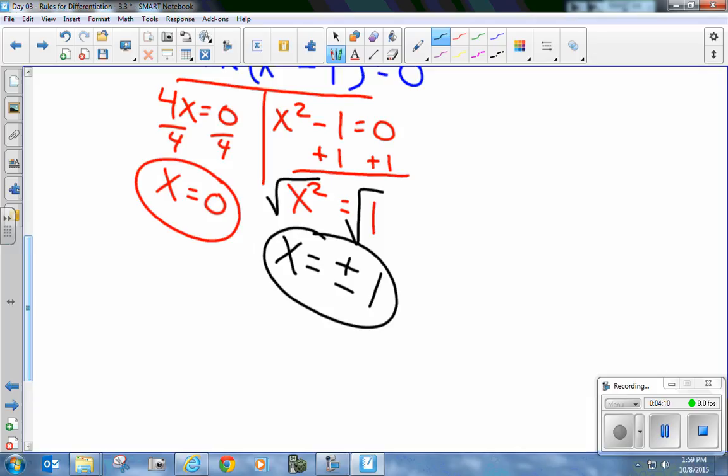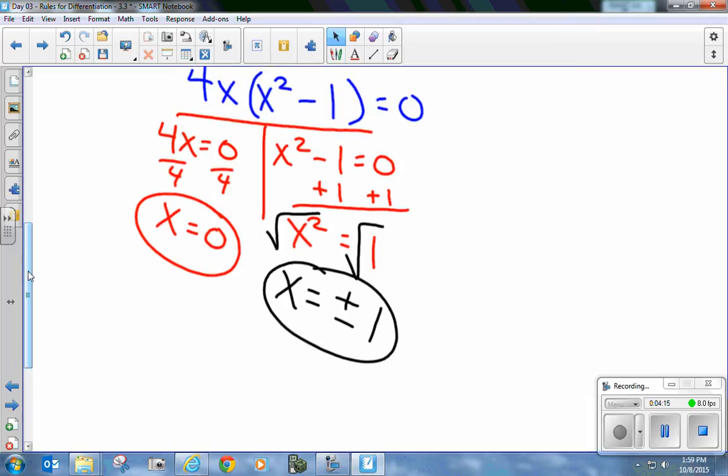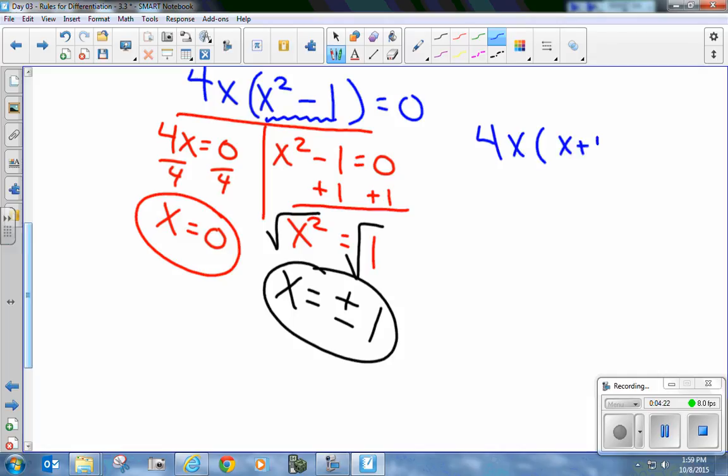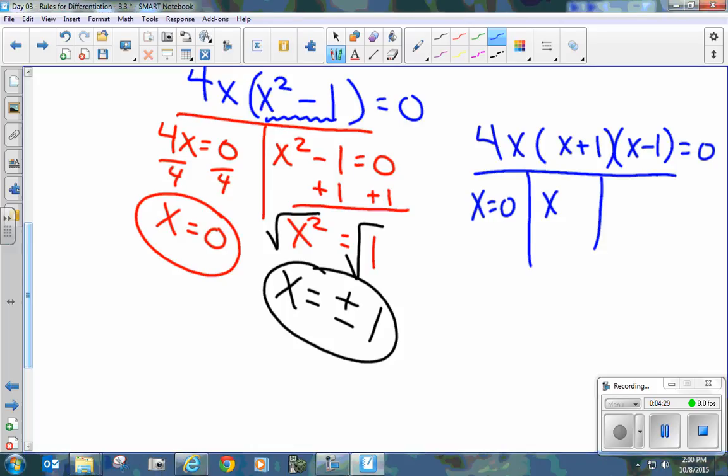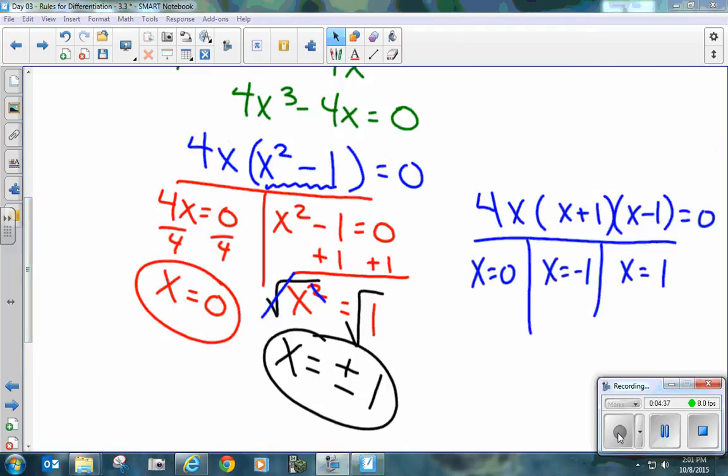Now, we said there was another way, and people were saying this, yeah, that's a difference of squares. I could have said 4x, then factored this part out again to be x plus 1, x minus 1 equals 0. And then when I T-bone, I'm still going to get the same answers. This x will be 0, this will be negative 1, and that will be your positive 1. You still get your 3 spots, okay? All right, so we should have horizontal tangent lines at x equals 0, at x equals positive 1 and negative 1. So why don't we just check that?